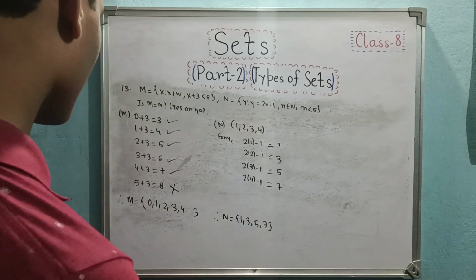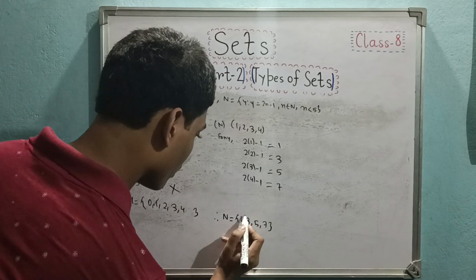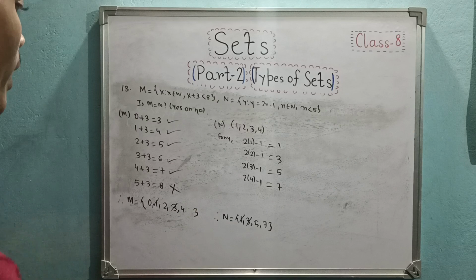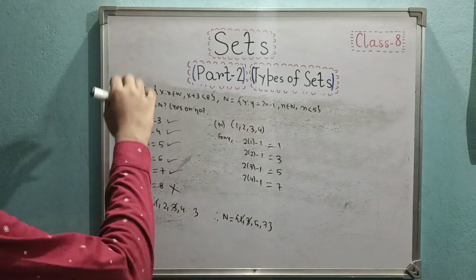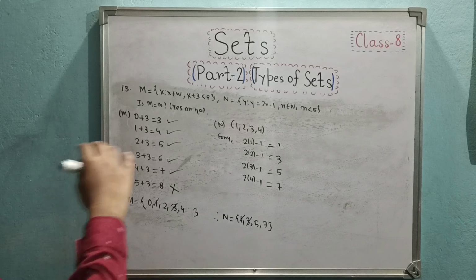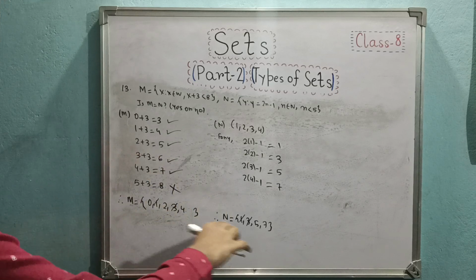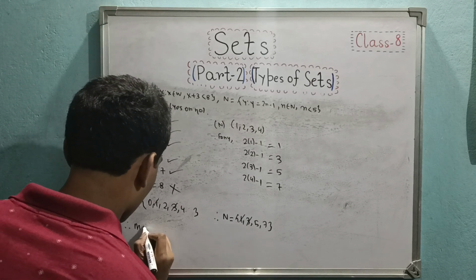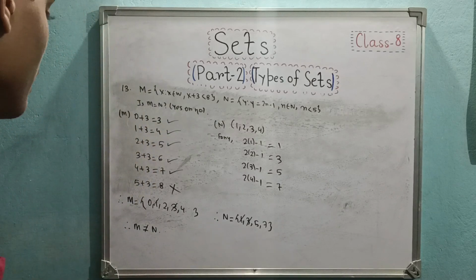Okay, now let's see which elements are common. So 1 is common among them, 3 is common, but 0, 2, 4 and 5, 7 are uncommon elements in both the sets. And for two sets to be equal, all the elements should be common. Yes, this is a joint set because among the two sets, one element or more than one element is common, but they are not equal, as not all the elements are common. Therefore, M not equal to N.